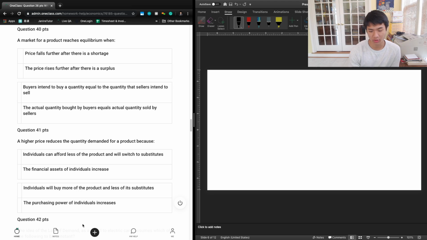A market for a product reaches equilibrium when A. Prices fall further after there is a shortage. B. Prices rise further after there is a surplus. C. Buyers intend to buy a quantity equal to the quantity that sellers intend to sell. D. The actual quantity bought by buyers equals the actual quantity sold by sellers.